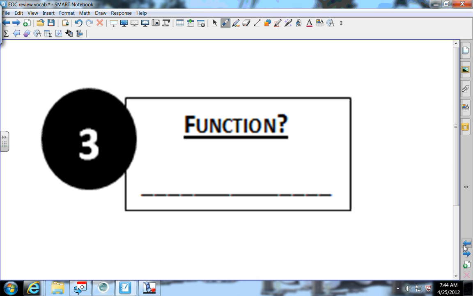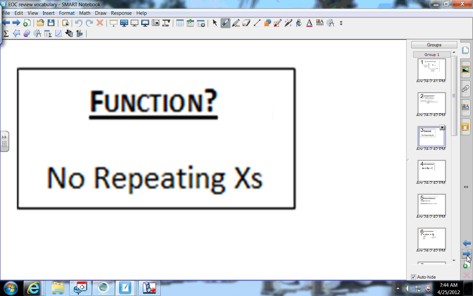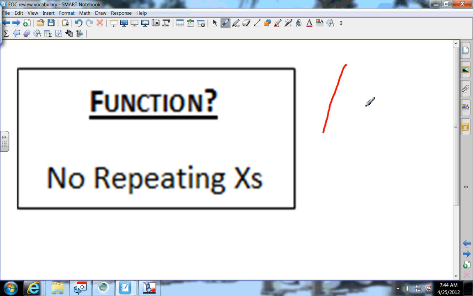Now, if it's a function, I would star and highlight this, because this is one of the things that at the beginning of your test, before you ever start, I would write down at the very top of your test. And here we go. A function is when we have a graph where no x numbers repeat.